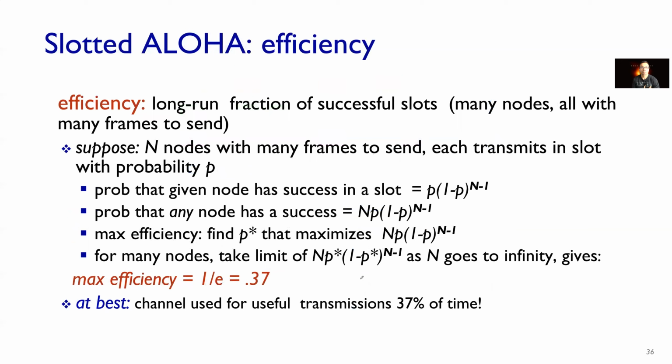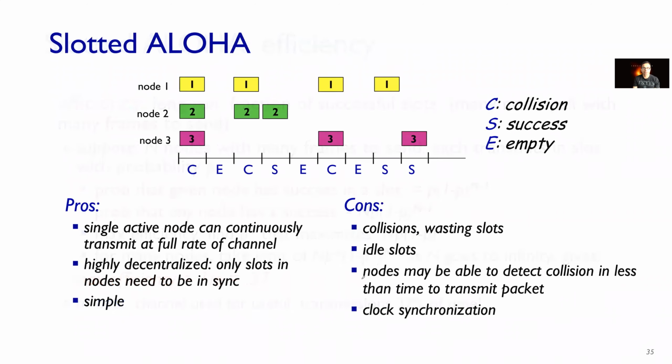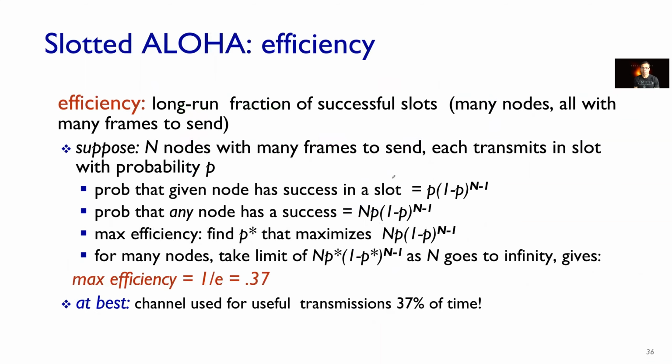Okay, so let's do a simple back of the envelope calculation to figure out what is the efficiency of slotted Aloha. By efficiency here, we mean, if we run this algorithm, if we run this example for a long time, what is the fraction of slots which are successful, essentially? Because that tells us how much the channel is being utilized, right? So the long running fraction of successful slots, assuming there are many nodes to transmit, and all have frames to send.